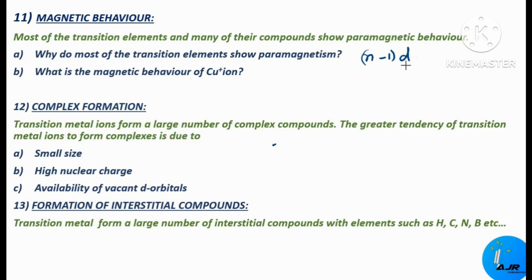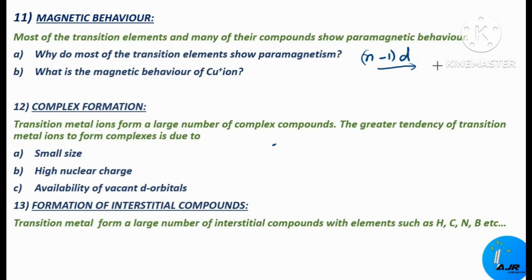As the number of unpaired electrons increases from 1 to 5 on moving from left to right in the first transition series, the paramagnetic character of transition metal ions increases. Can you understand? When you move from left to right, the number of unpaired electrons increases, and that's why the paramagnetic character is also increasing. The maximum paramagnetism is found in the middle of the series.